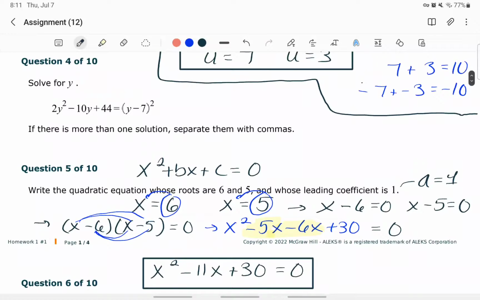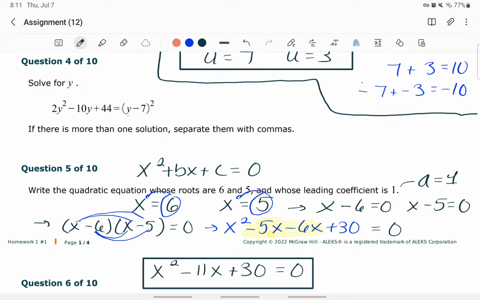So yes, that's the process for number 5. Now, number 4. It says solve for y. 2y squared minus 10y plus 44 equals y minus 7 in parentheses being squared.